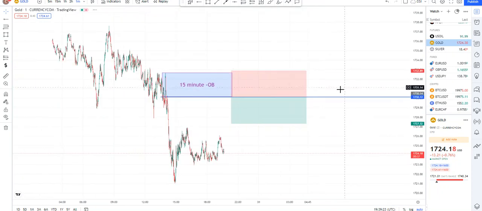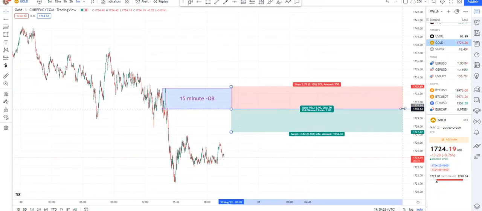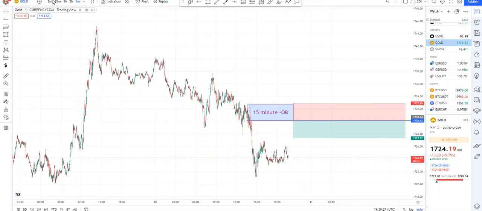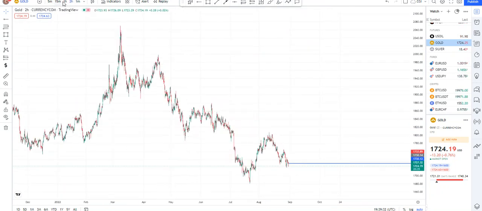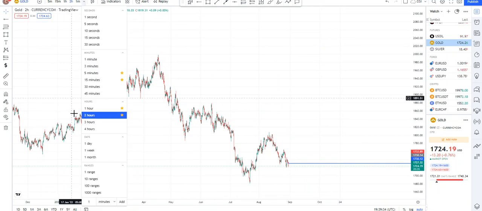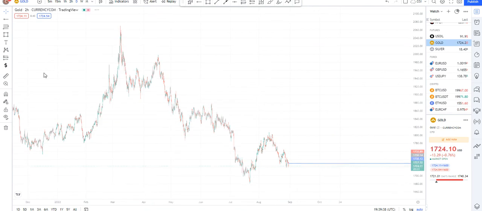So to the right. Our daily target is now where we'll be looking to take profit. So if you go to a daily chart, go to a daily chart, okay.